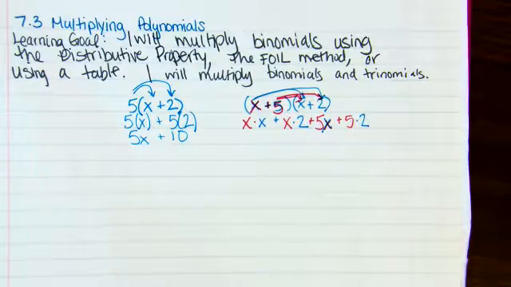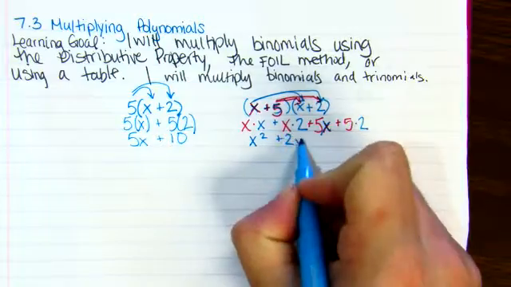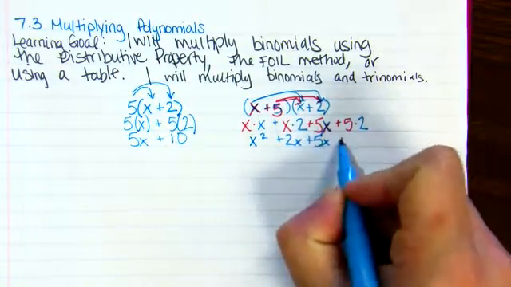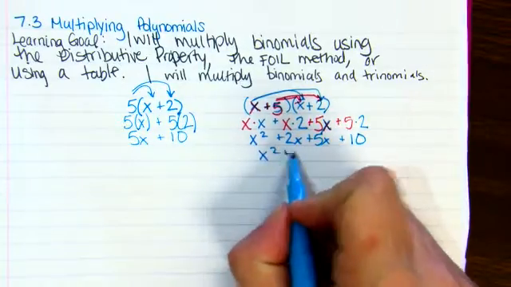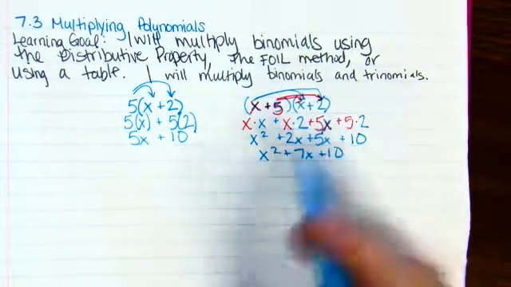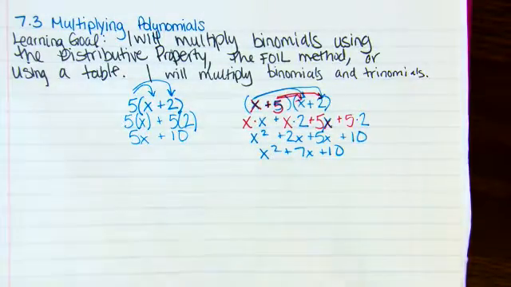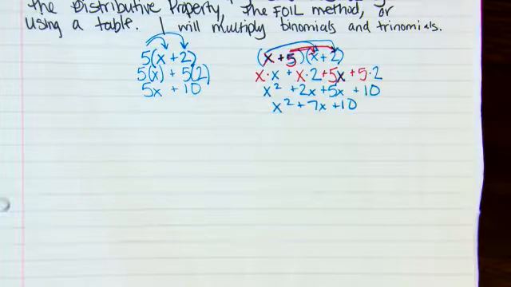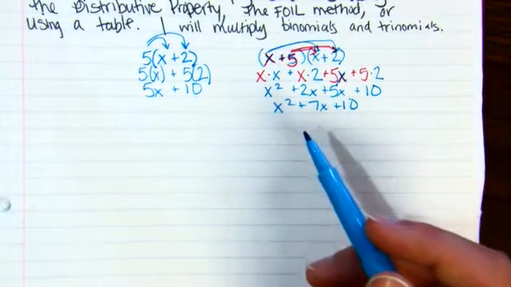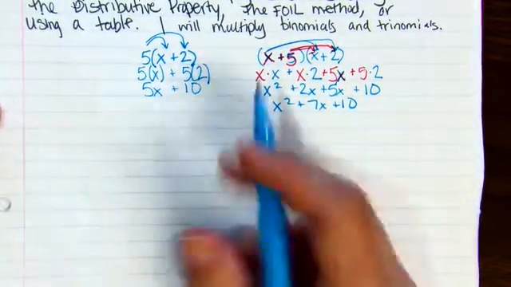This is just using the distributive property. You're probably never, ever going to do it this way. We wrote all those out. x squared plus 7x plus 10. This is kind of a messy way to do it. Instead, what you're going to do is use either a table or, like I said, the FOIL method. What I would do is I would probably FOIL it.